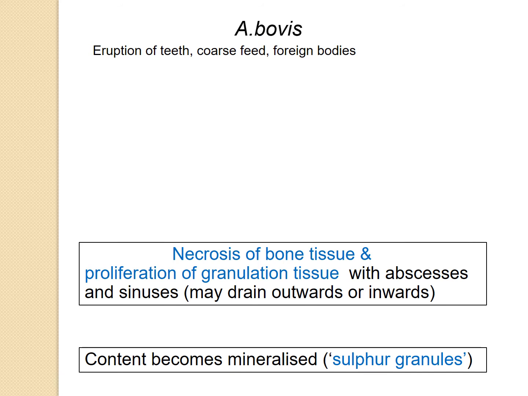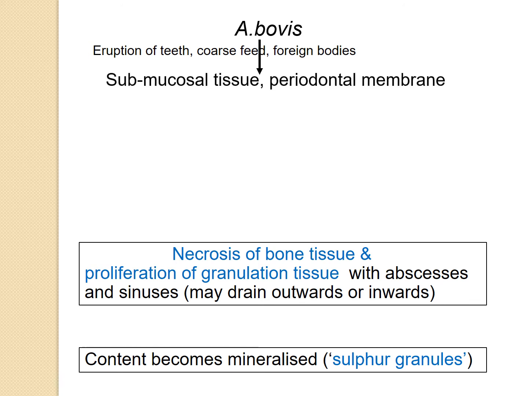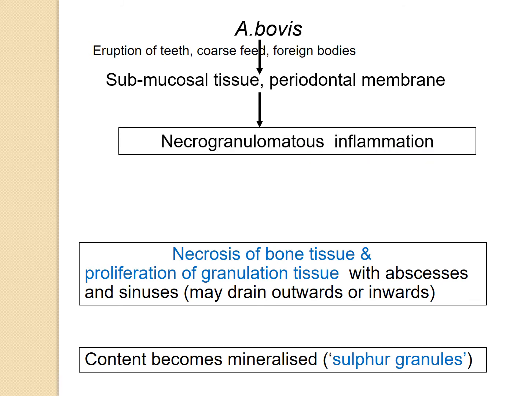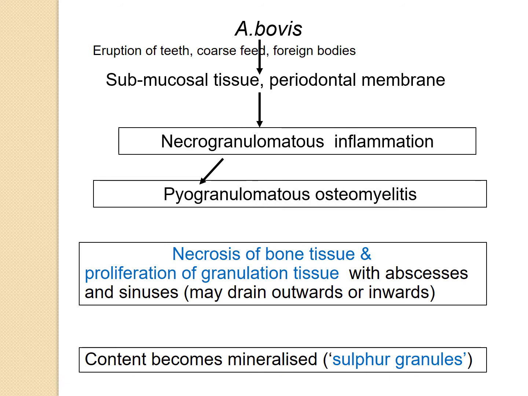Actinomyces bovis can reach submucosal tissue or the periodontal membrane following mucosal trauma due to eruption of teeth, coarse feed or foreign bodies. It infects and multiplies, leading to a necrogranulomatous inflammation. The infection spreads to the underlying bone, leading to a pyogranulomatous osteomyelitis.